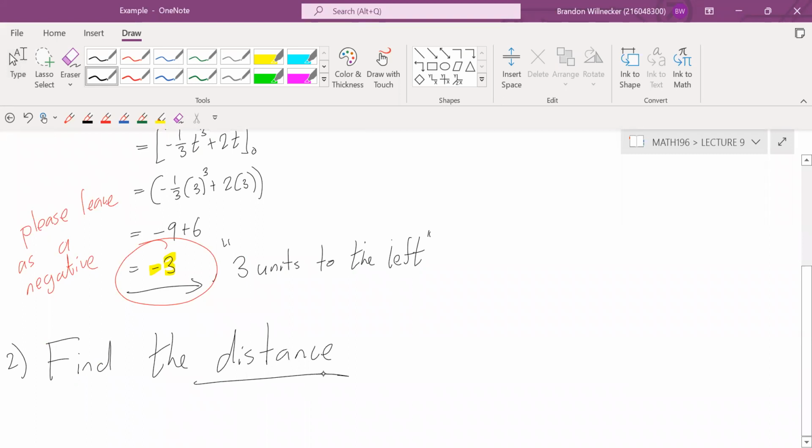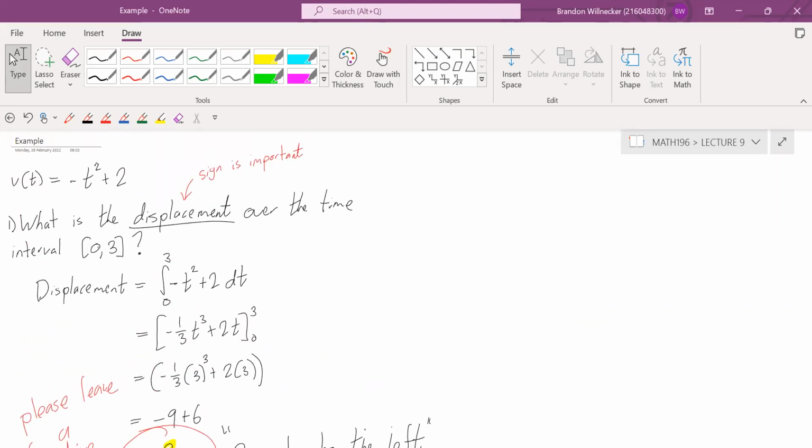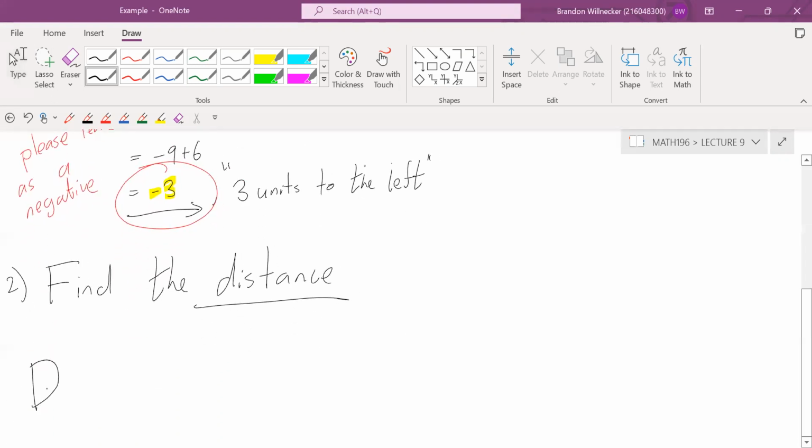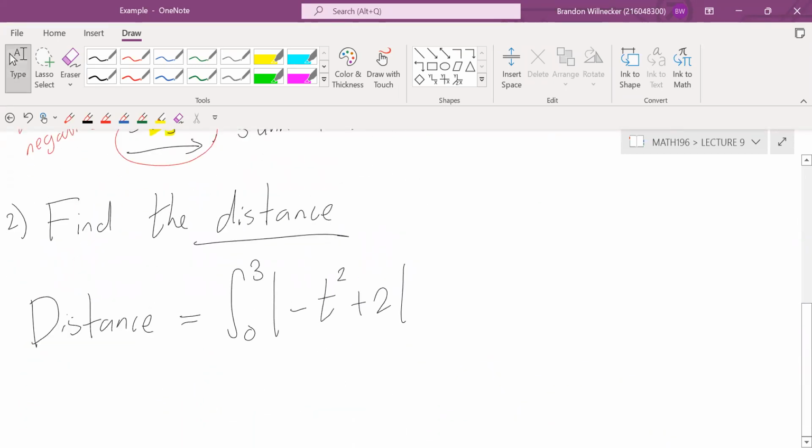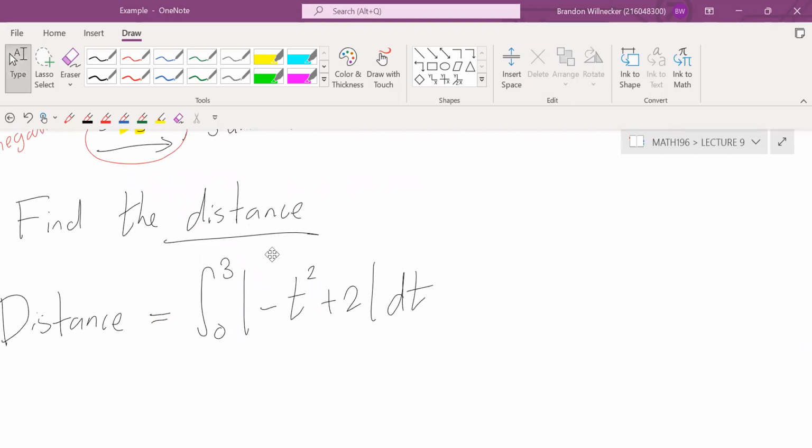So distance, remember, if I give you the velocity and I ask you for the distance, we then have to integrate the absolute value of the velocity. So distance is equal to the integral from 0 to 3 of the absolute value of minus t squared plus 2 dt. Now we can't just integrate an absolute value like this. We need to find out explicitly where it is negative, where it is positive. So let's look at the function and see where it is negative and positive.